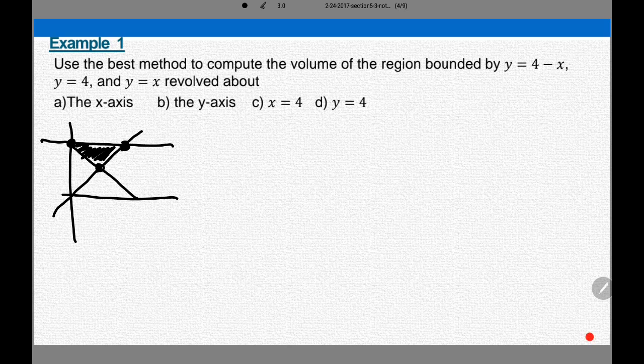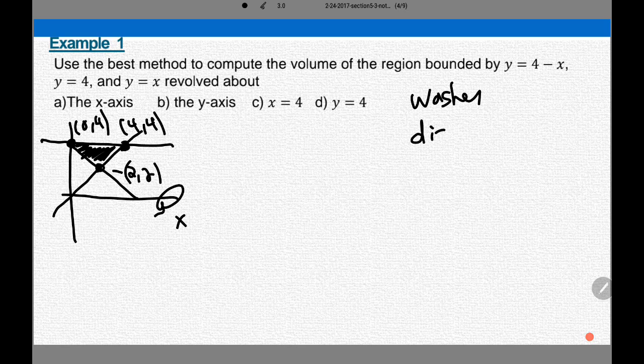So for part A, and let me go ahead and put these points down. This is 2, 2. This is 4, 4. And this point is 0, 4. Alright, so the first part we're rotating about the x-axis, which is down here. And we need to decide whether we're going to use washers, disks, or the shell method.